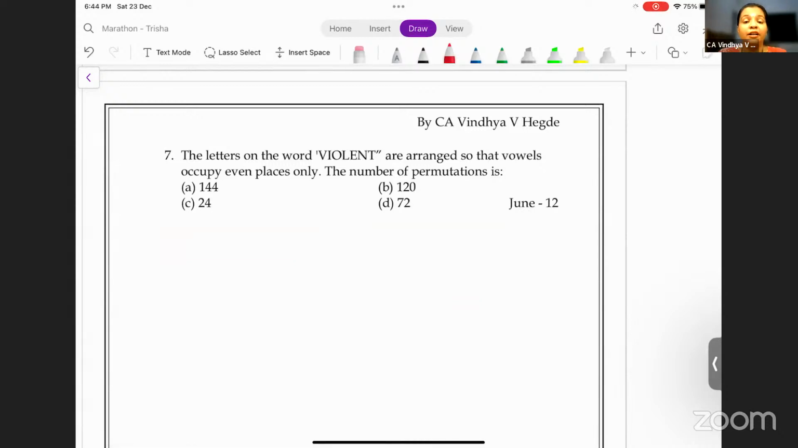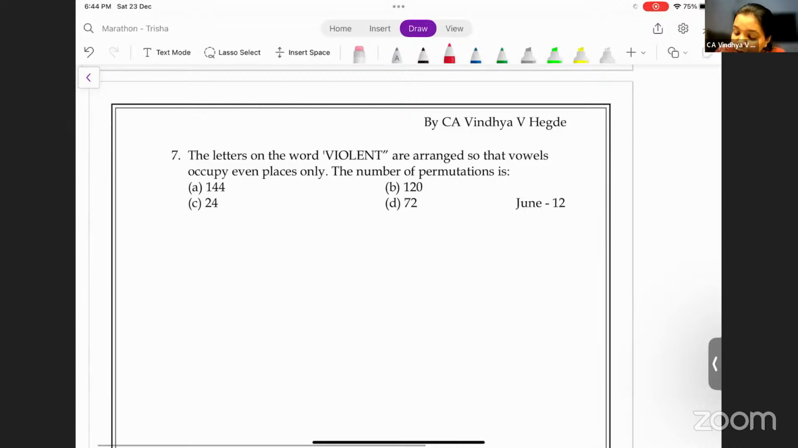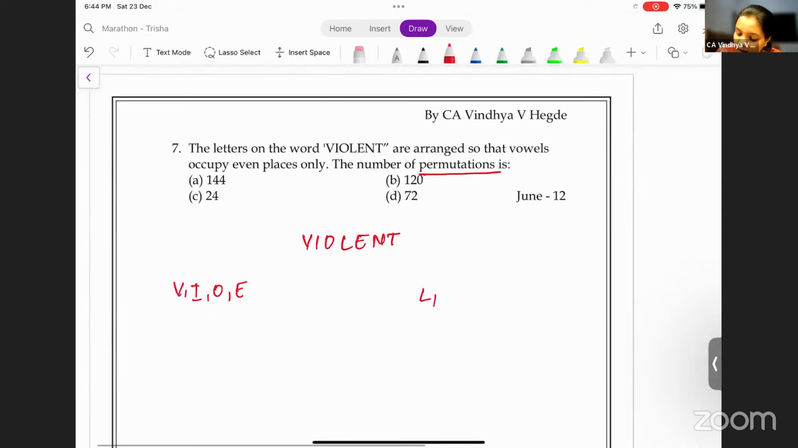The letters of the word violent are to be arranged so that the vowels occupy even places only. The number of permutations are. Arrangement is important. Permutation is given. Okay. What is the word? The word is violent. In the word violent, what are the vowels? V, I, O and E. What are the consonants? L, N, E. Correct? What have they said?